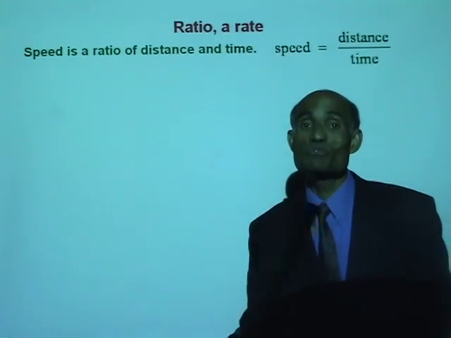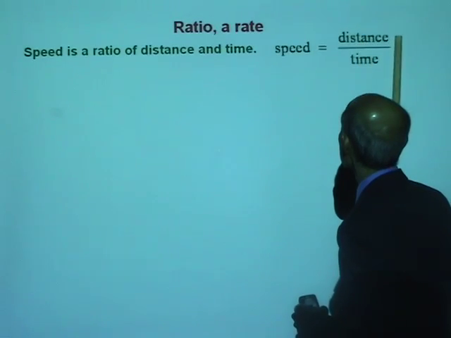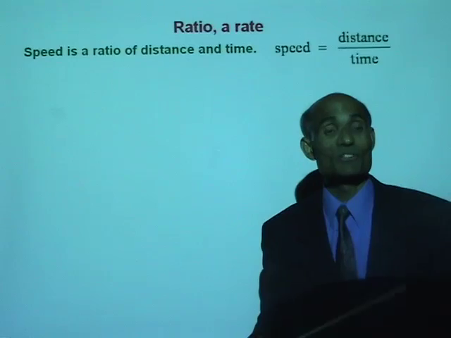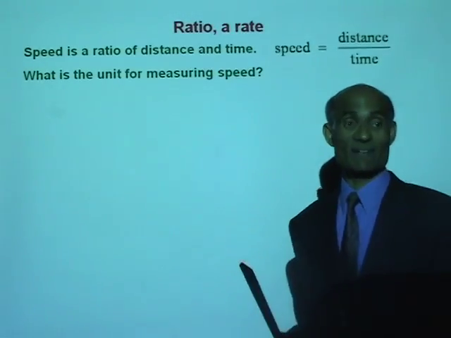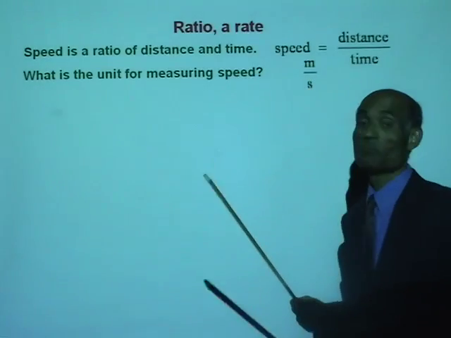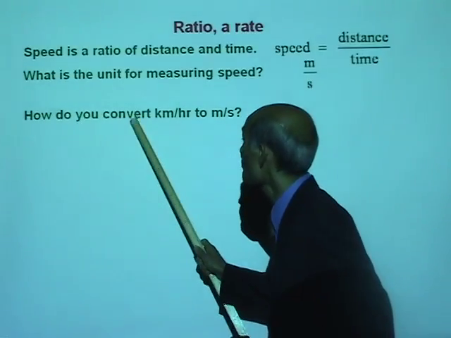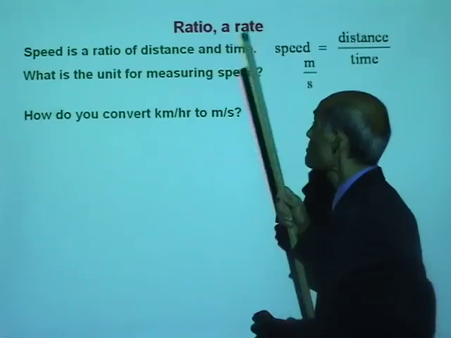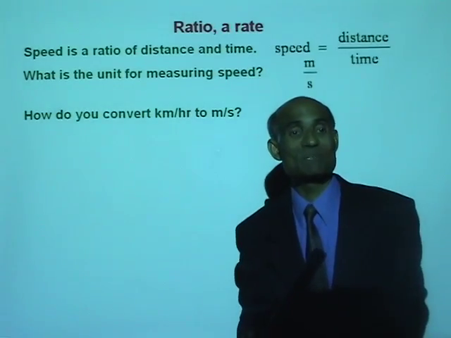Now tell me, what is the unit for measuring speed? Distance is measured in meter, time is measured in second, so speed is measured in meter per second. Is that right? So speed is measured in meter per second. Now tell me, how do you convert kilometer per hour to meter per second?